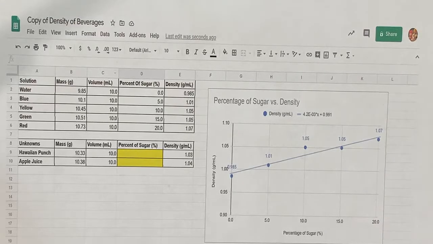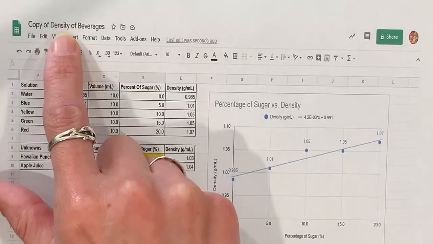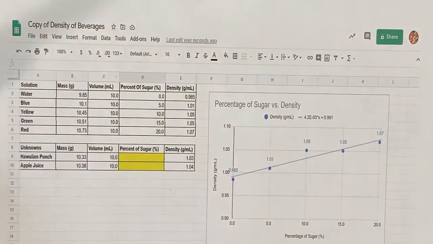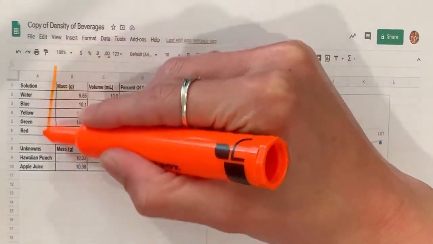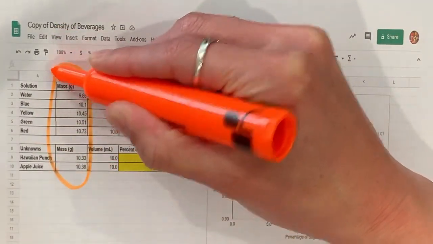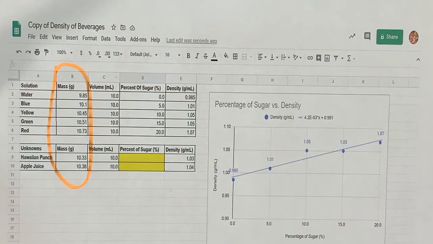Okay guys, so if you're watching this video, you should have already watched video 1, which was the density of beverages data collection video. You should have opened a file that looks very similar to this in Google Sheets. Now, you should have entered these values for mass from the video.